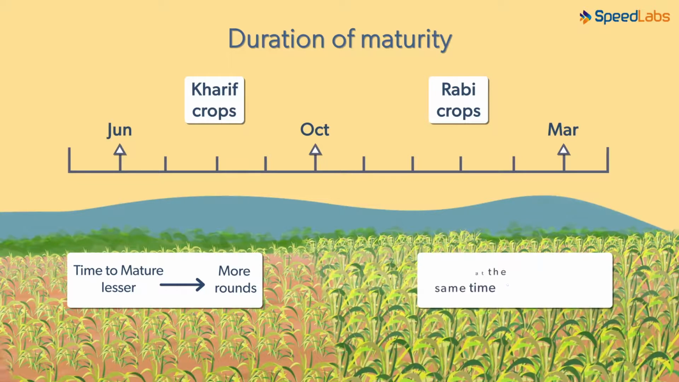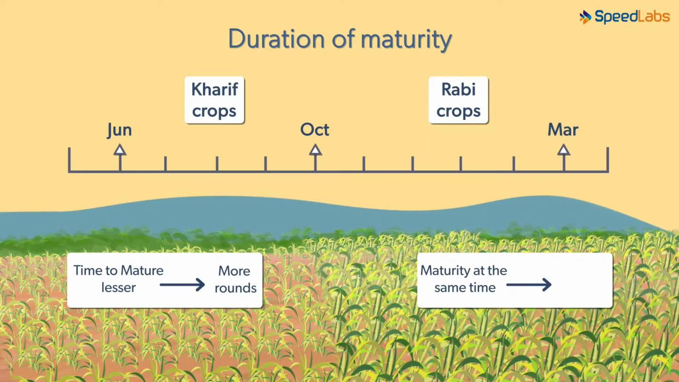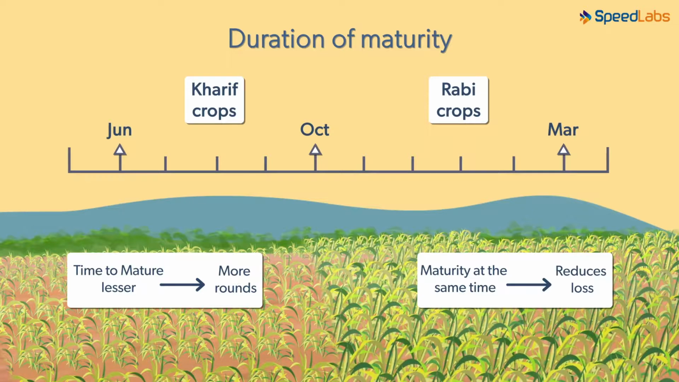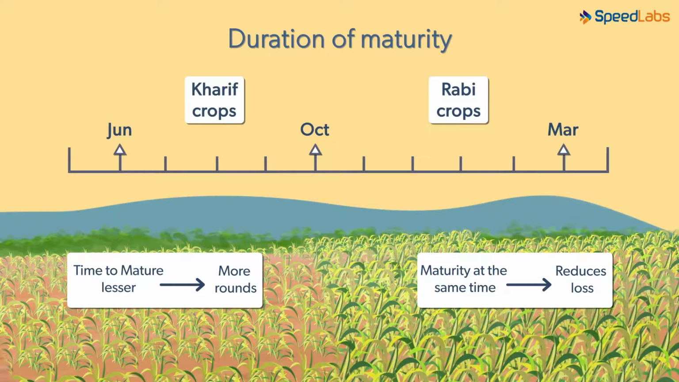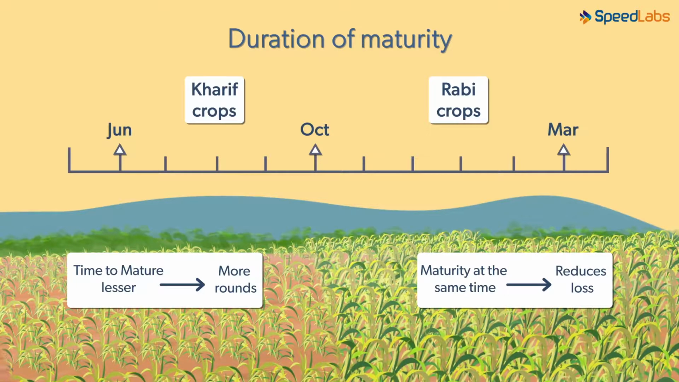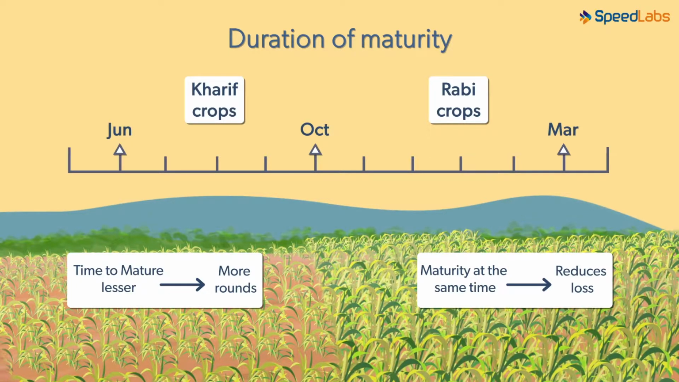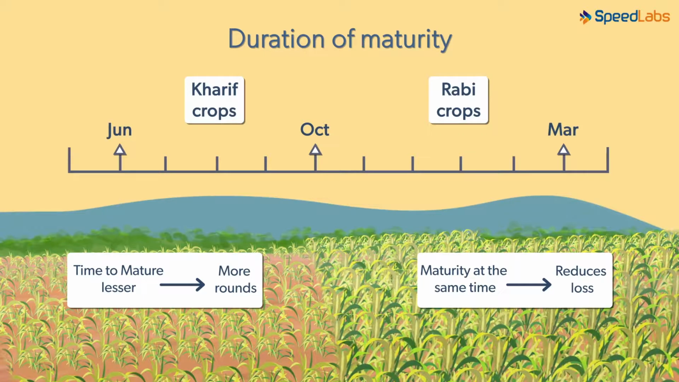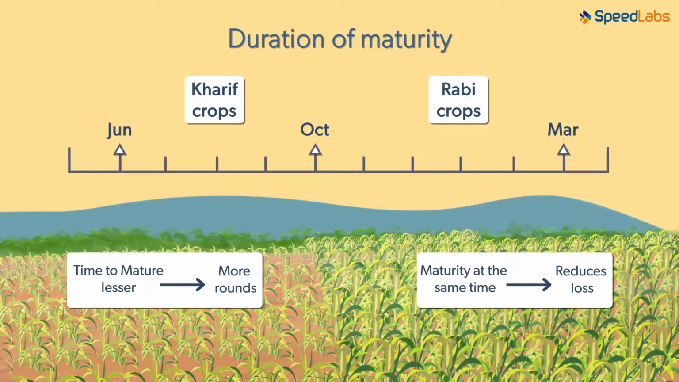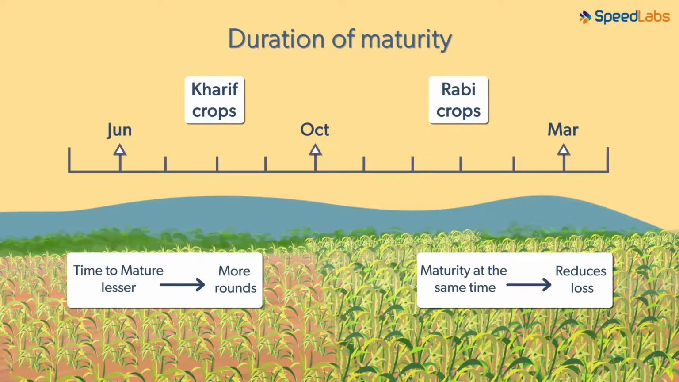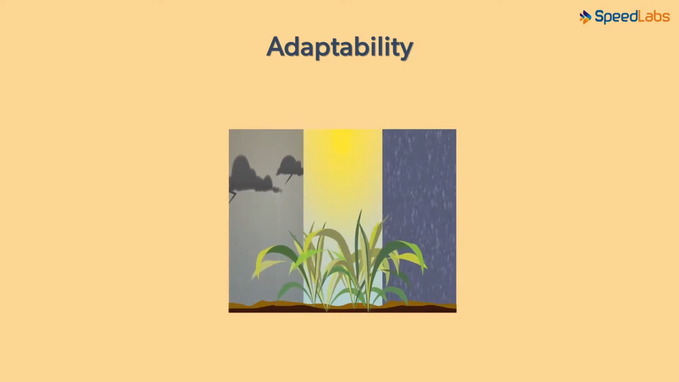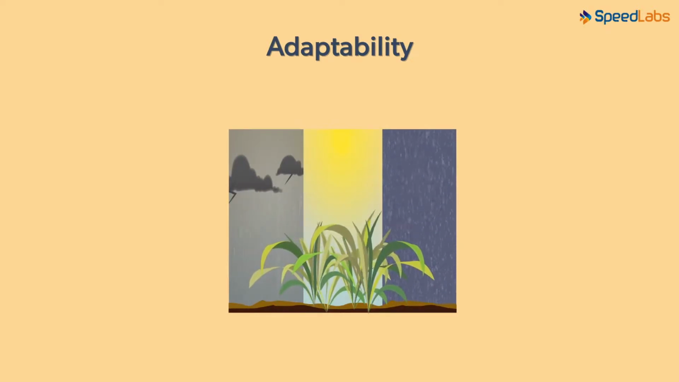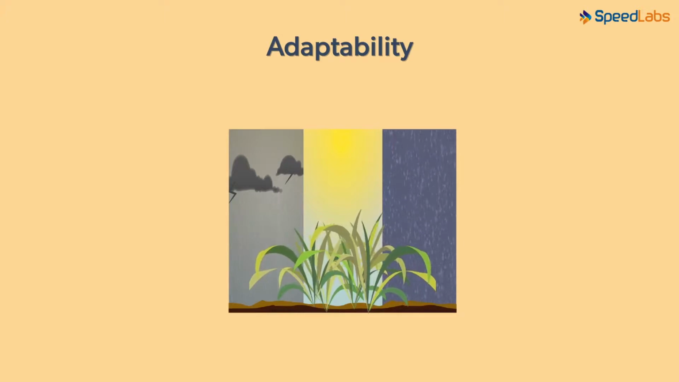Also, if all crops are ready to be harvested at the same time, it will reduce the loss due to uneven maturity. It is humanly impossible to only select the crops that have matured and sort out the ones which haven't while harvesting. Seems like a time-consuming and cumbersome process. What else can you think of when we talk about crop improvement? Adaptability. Yes, a crop should have a wide range of adaptability. There should be many areas where the same crop can be grown under different weather conditions.